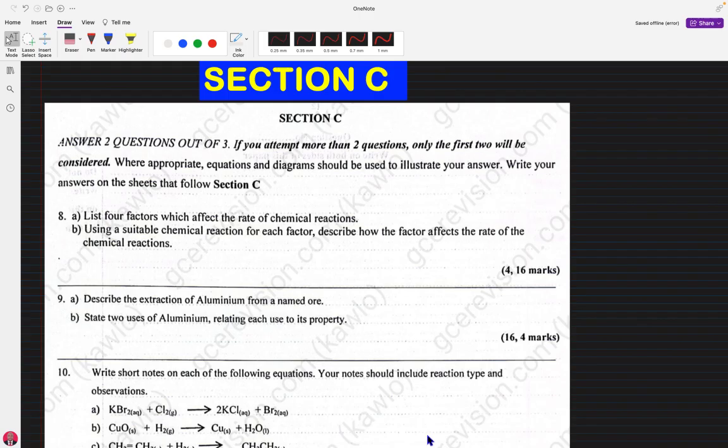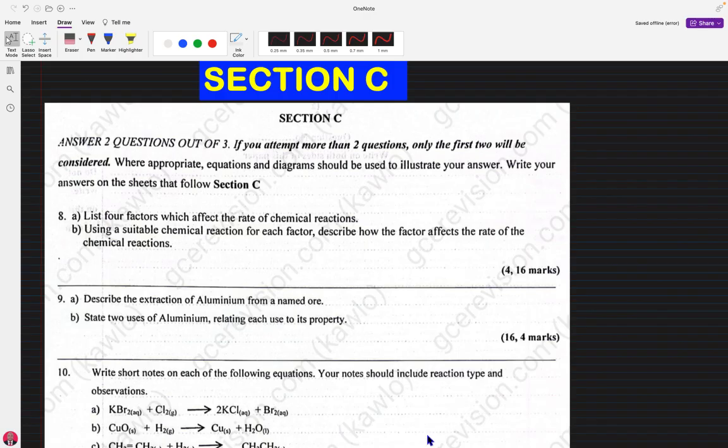Okay, beginning with question number 8, it reads: list 4 factors which affect the rate of chemical reaction. The B part of it has 4 points for the A part. The B part: using suitable chemical reactions for each factor, describe how the factor affects the rate of the chemical reaction. Good. That is the question for you. You are supposed to answer the question.